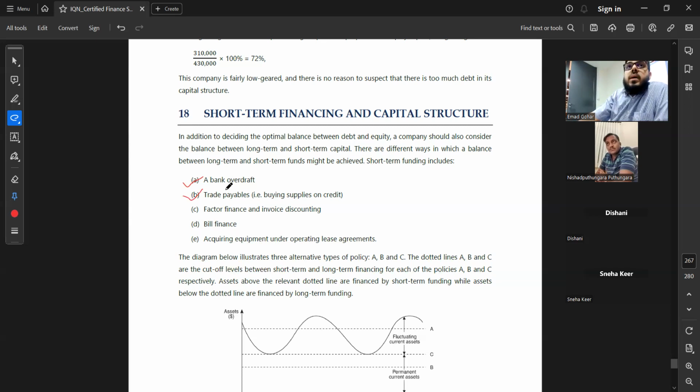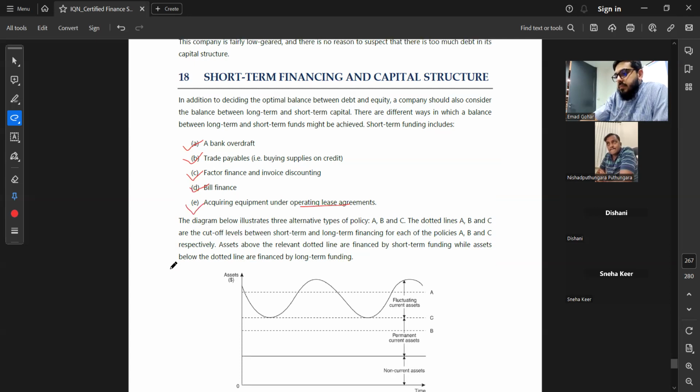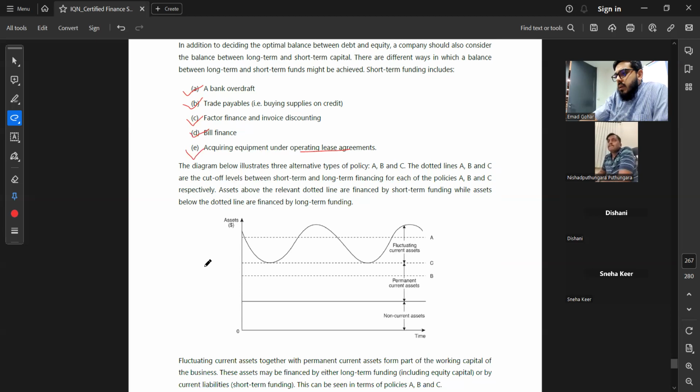You buy something from a supplier and you say I will pay after 30 days, 60 days, whatever, but you don't pay interest. So it is an interest-free short-term loan. And this we just discussed, remember? Invoice discounting, factor financing, bill financing, acquiring equipment under operating lease agreements. We discussed leases last time. So they are telling you this diagram, they are saying 3 alternative policies we have, A, B, and C. The dotted lines A, B, and C are the cutoff level between short-term and long-term financing.